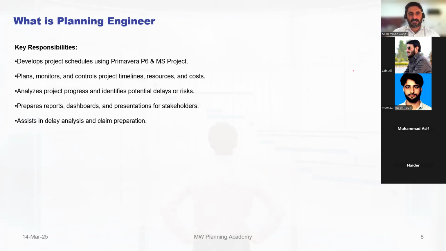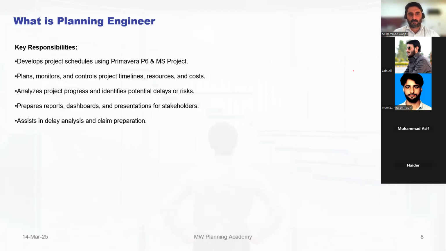They develop project schedules using Primavera P6 and MS Project. I put here Primavera P6 because this is a standard in industry nowadays. Whatever schedule we have to prepare, it should be in P6. Then only the client approves that schedule, and this is used for our further analysis and update and everything.